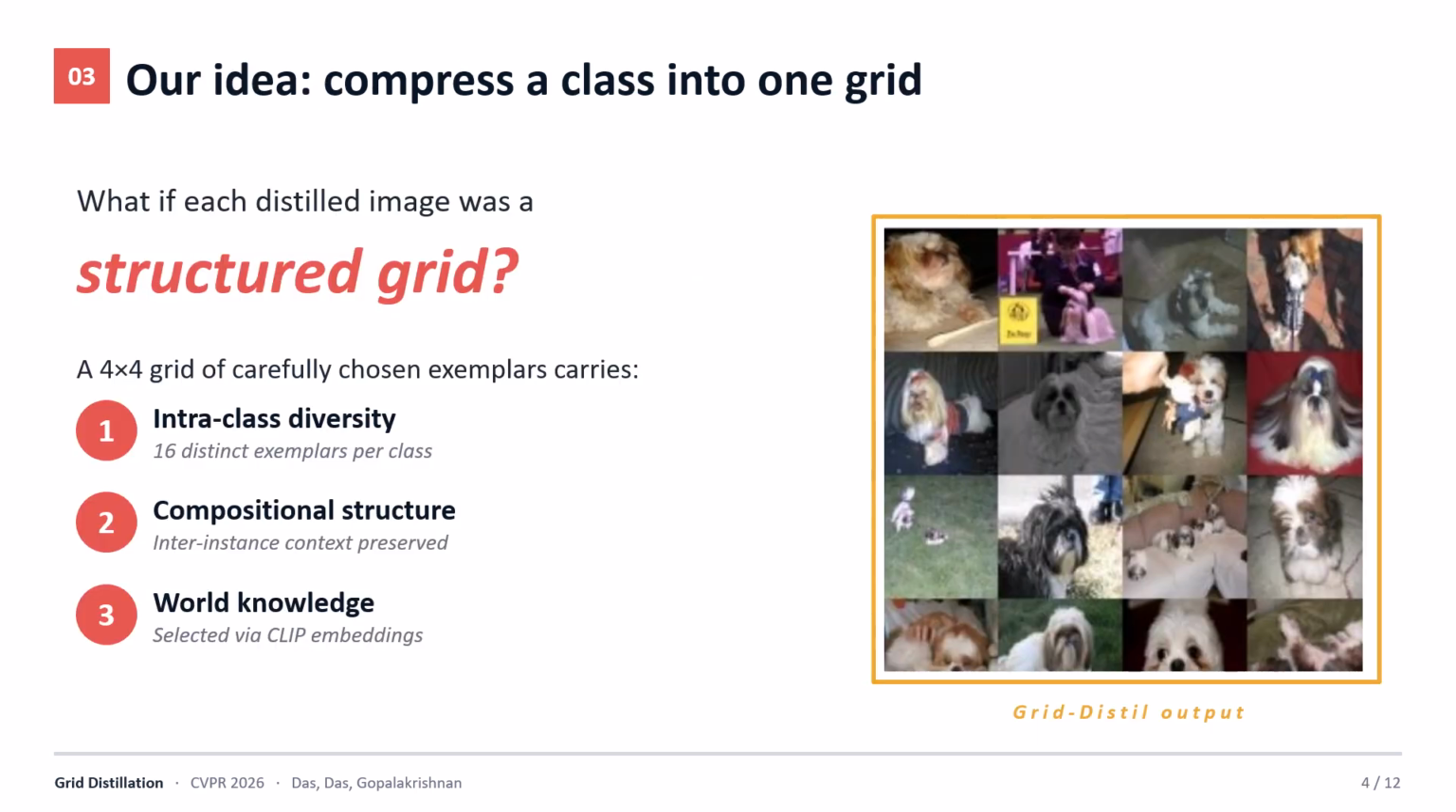Our key insight is simple. Instead of generating images one at a time, we compress an entire class into a 4x4 grid of carefully chosen exemplars. Each grid-patterned image carries three things at once: intra-class diversity through 16 distinct images, compositional structure through their spatial arrangement, and world knowledge through how we select them using CLIP embeddings.